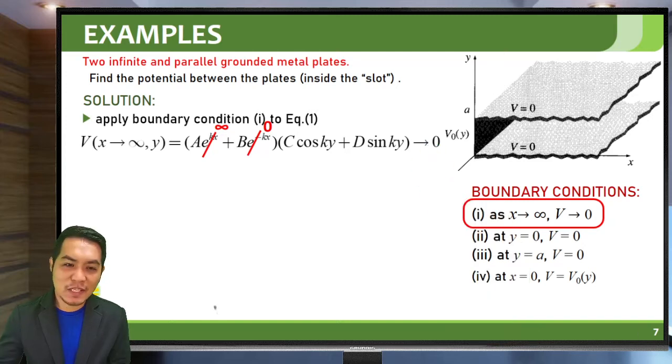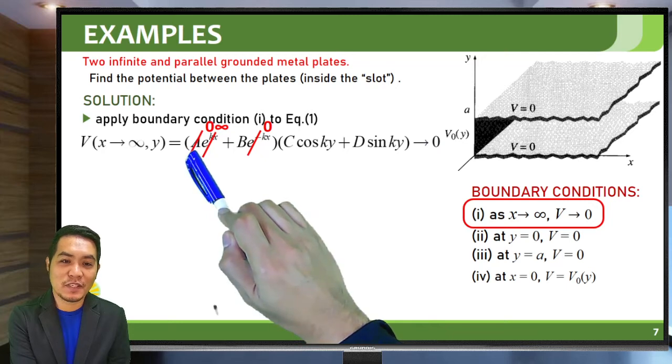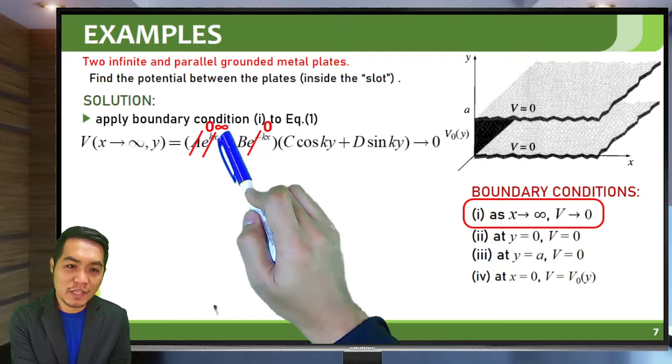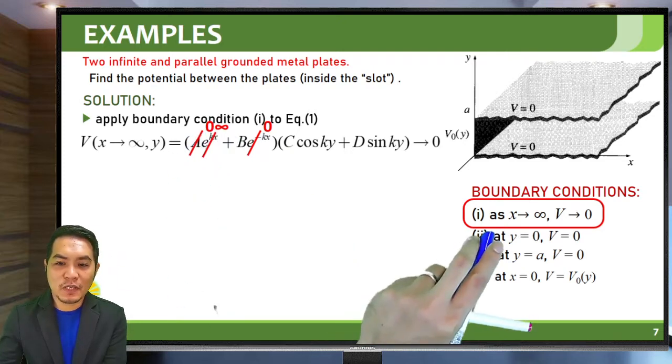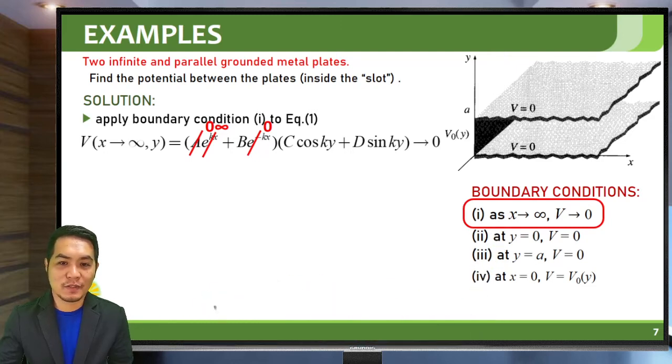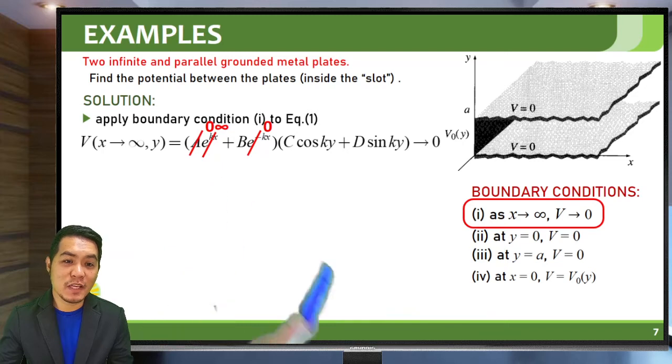We can actually easily do that if we set a equal to 0. This coefficient here, a, to be equal to 0, so that this whole term will become just 0. And the first boundary condition can be satisfied. So this is the answer to the first boundary condition. We must set a equal to 0.